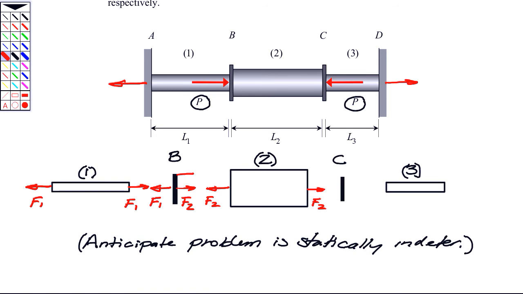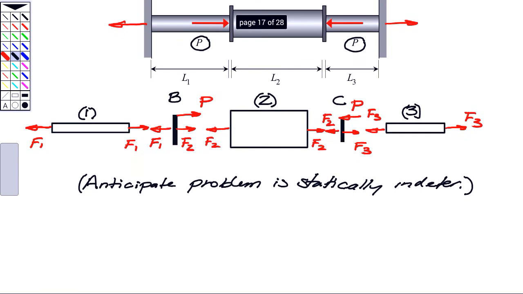Let's not forget that there is this applied force P acting on B. Moving over to connector C, an equal and opposite force of F2. We look at the load carried by member 3, that's F3. And by Newton's third law, an equal and opposite force acts on connector C. And then, of course, acting on C is the applied force P. So although we drew the free body diagrams of the segments themselves, what we're really going to use are the FBDs of our connectors at B and C.